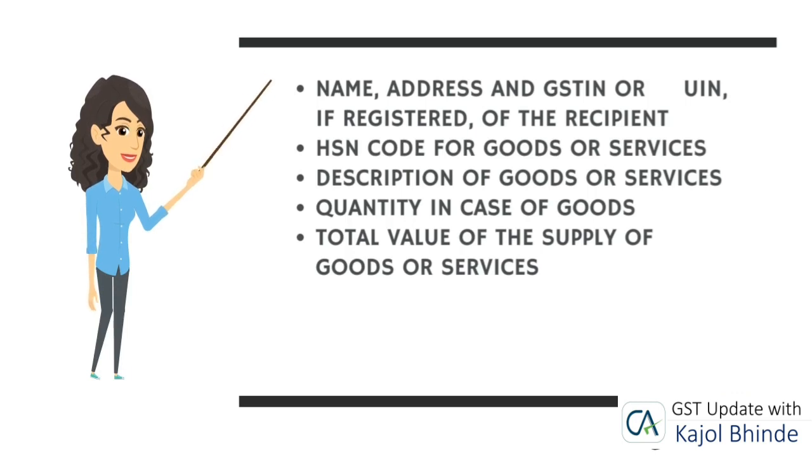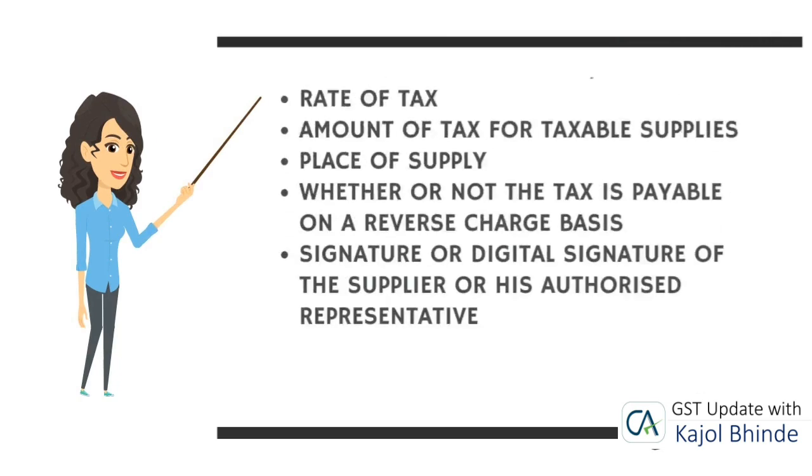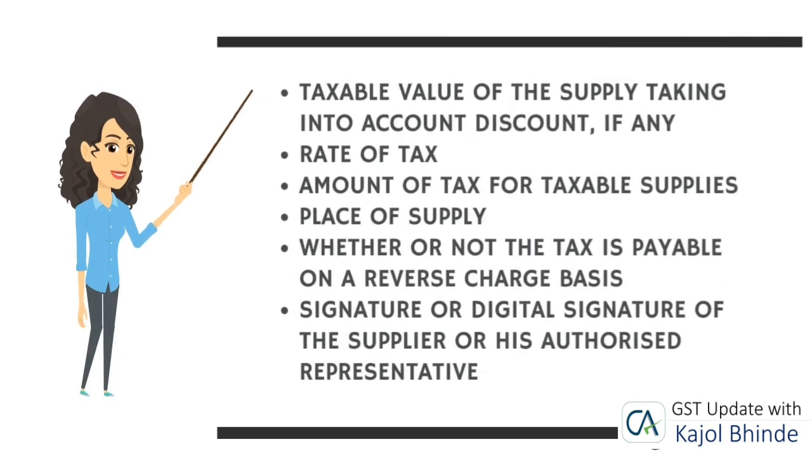Quantity in case of goods. Total value of the supply of goods or services. Taxable value of the supply taking into account discount, if any. Rate of tax. Amount of tax for taxable supplies. Place of supply. Whether or not the tax is payable on a reverse charge basis. Signature or digital signature of the supplier or his authorized representative.